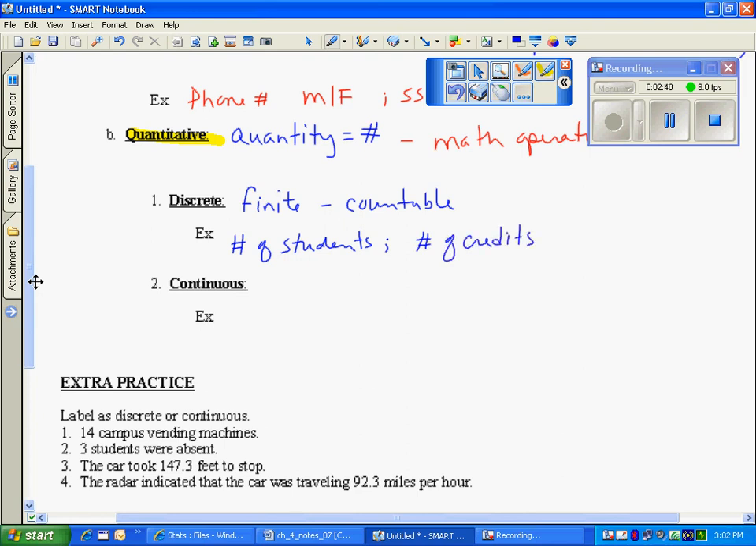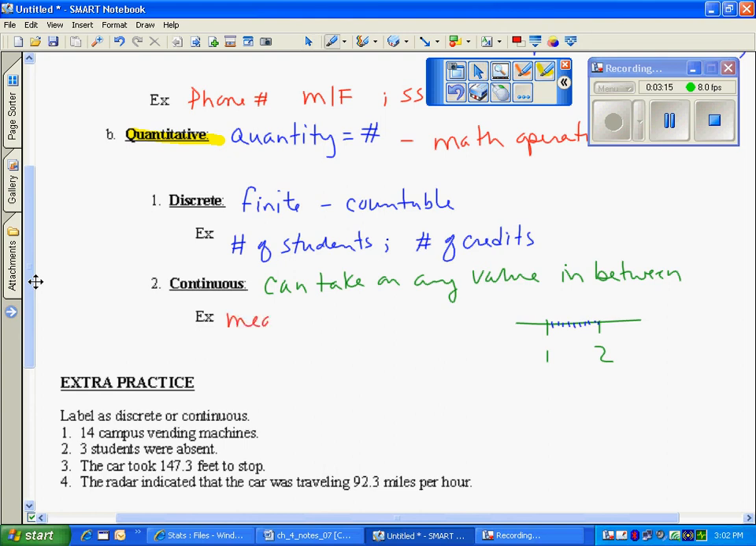It's countable. When I have continuous, I can take on any value in between. So if we look at a number line, 1 and 2 are countable, but this number line is continuous. I can take on any one of these single values, and there are infinitely many values between 1 and 2. A great way to remember the difference between these is discrete versus continuous.